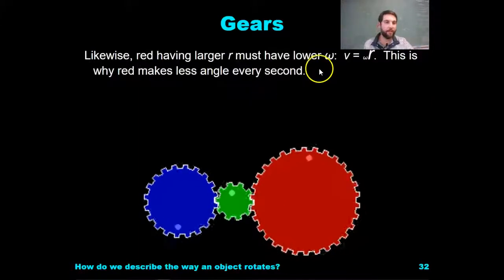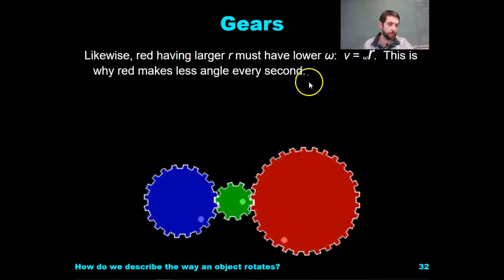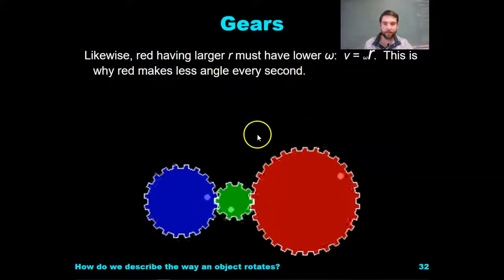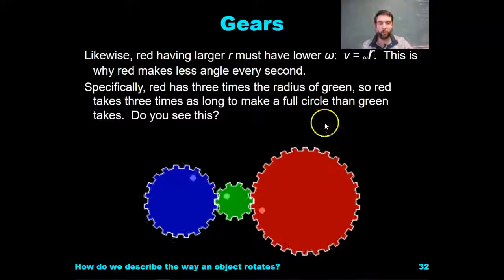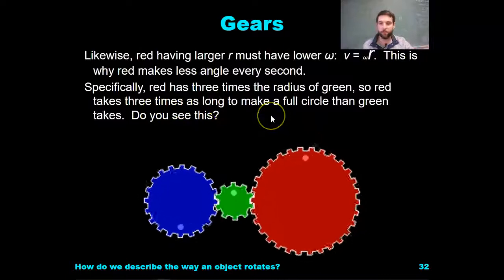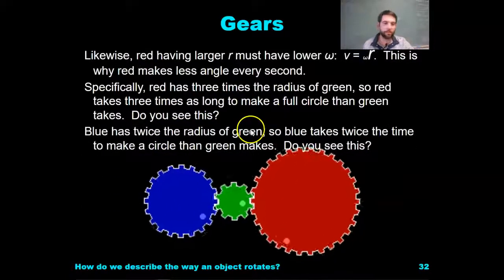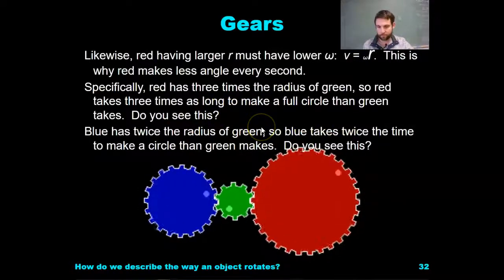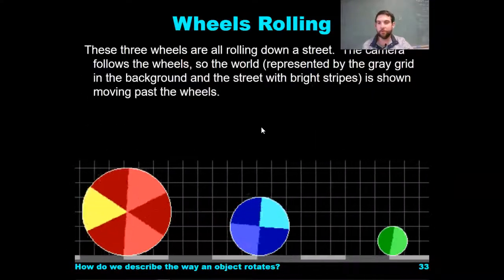Red has a bigger r, so that means our omega becomes smaller, which is why red makes fewer angles every second. Specifically, red has 3 times the radius of green, so red takes 3 times as long to make a full circle. Blue has twice the radius of green, so blue takes twice the amount of time as green does. You can try a stopwatch if you like.